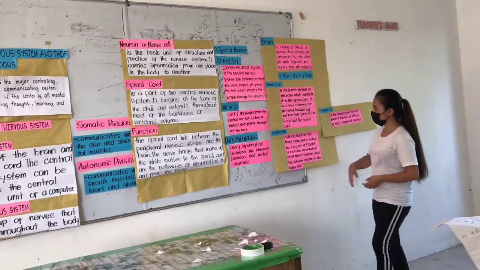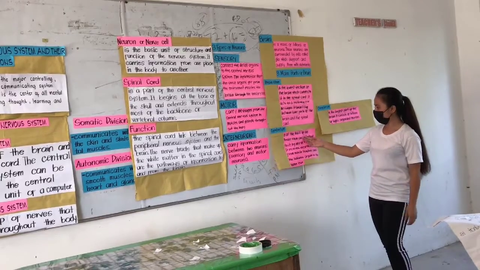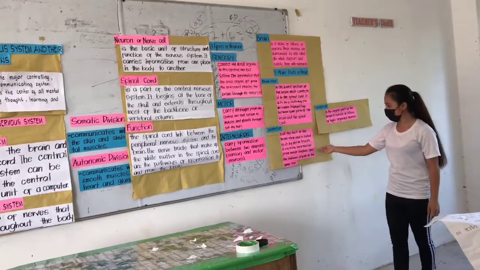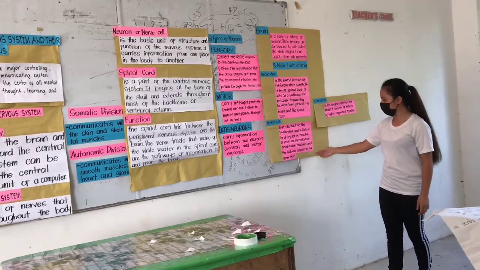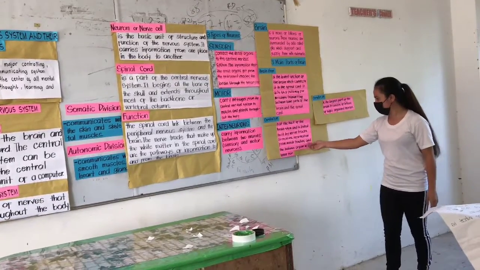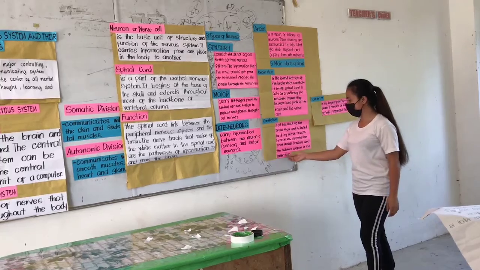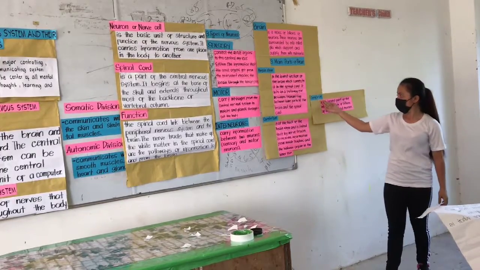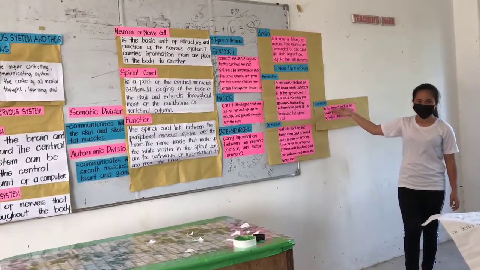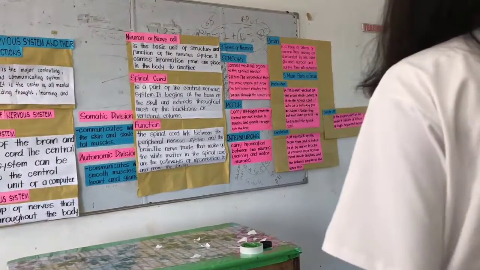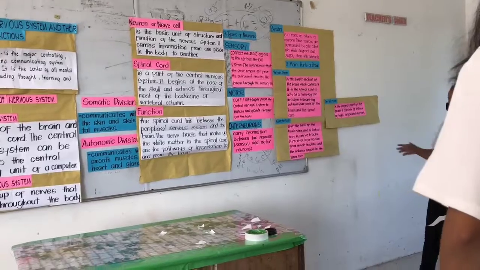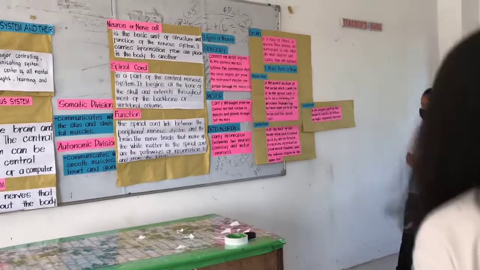Okay, so the cerebellum is at the back of the brainstem and is linked to it by a nerve strap. It receives information from muscles, tendons, and the balance organ in the inner ear. So, Gian, can you please read the cerebrum? The cerebrum is the largest part of the brain. It consists of billions of highly organized neurons.